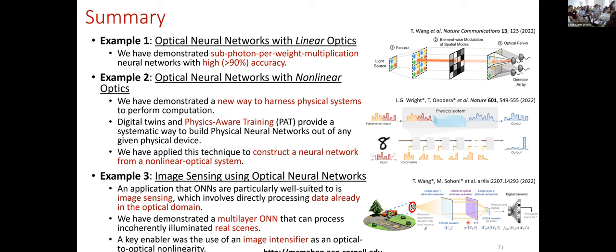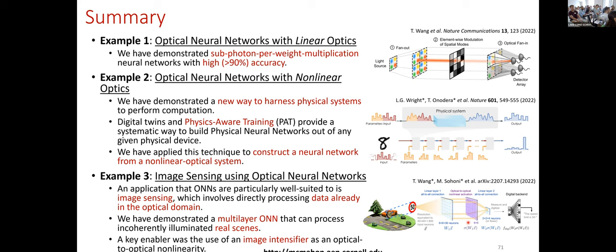I think you mentioned that it's suitable for image sensing applications, so the optical neural networks. I want to ask if you have tested these optical neural networks with other types of application, and do you see any features that we can adapt this type of neural network to other areas? Thank you. Sure, that's a great question.